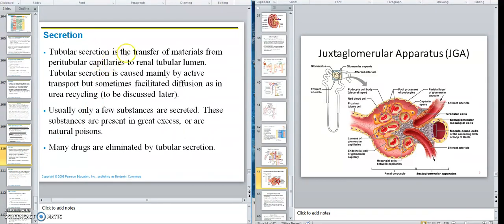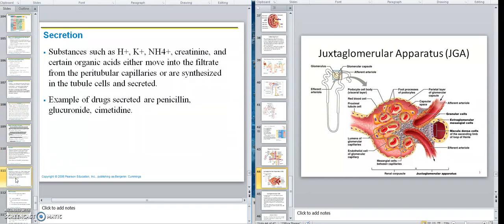Tubular secretion is the transfer of materials from the peritubular capillaries to the renal tubular lumen. Tubular secretion is caused mainly by active transport, but some by facilitated diffusion. Usually only a few substances are secreted. These substances are present in great excess or are natural poisons. Okay? Substances such as hydrogen ions, potassium, ammonium, creatinine, and certain organic acids either move into the filtrate from the peritubular capillaries or are synthesized in the tubule and secreted. Penicillin is something that's secreted. For example, cimetidine is. Okay?